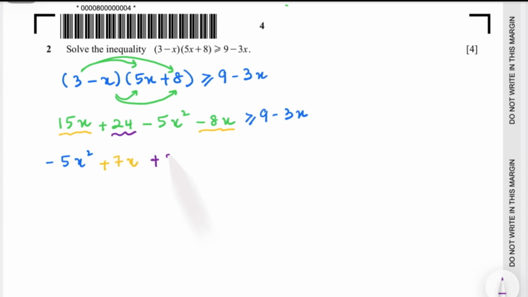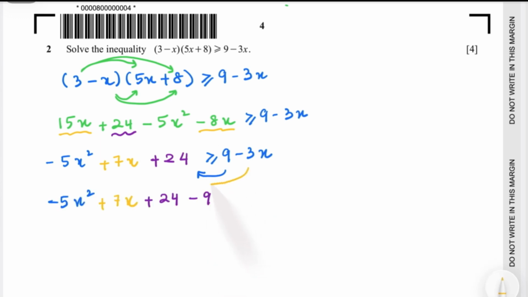And let's rewrite 24. Move 9 to the left hand side, and move negative 3x to the left hand side, more than or equal to 0. Now let's simplify: 7x plus 3x equals 10x. 24 minus 9 equals 15, so we get negative 5x squared plus 10x plus 15 more than or equal to 0.